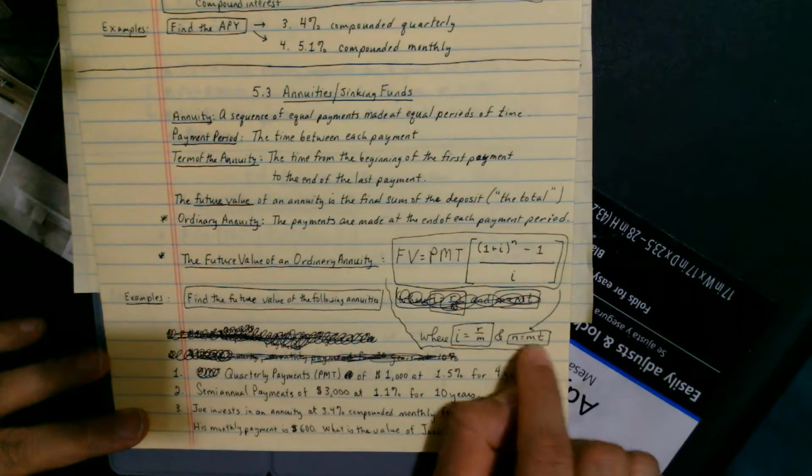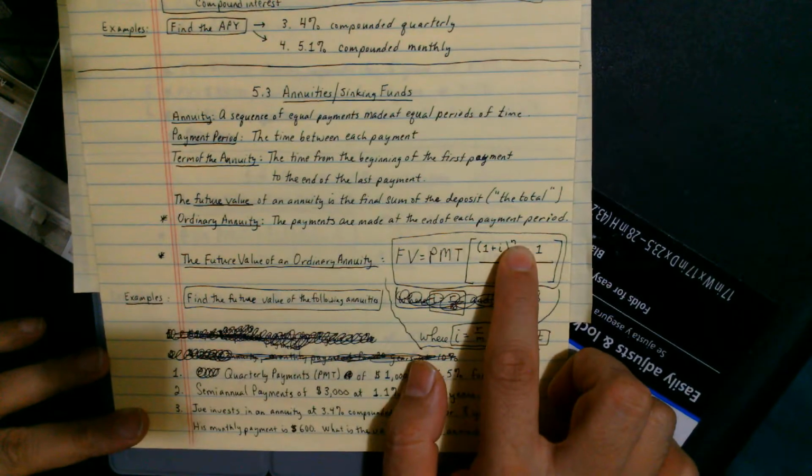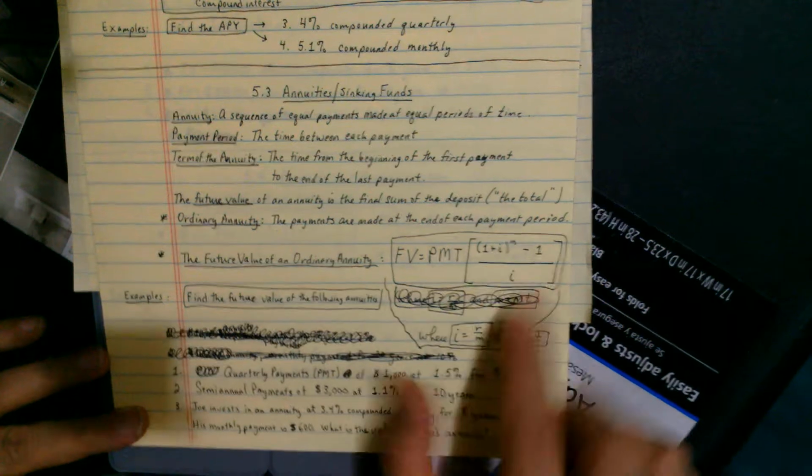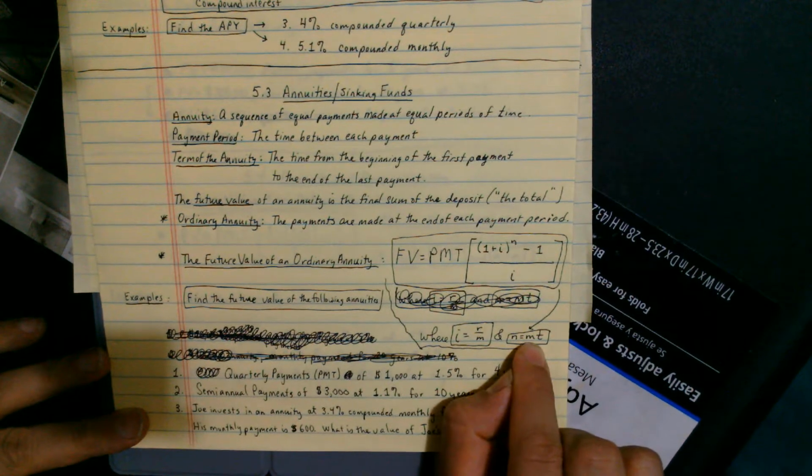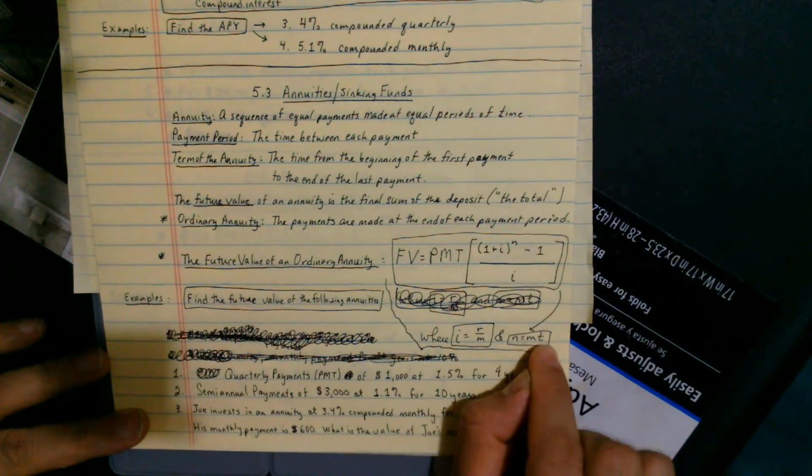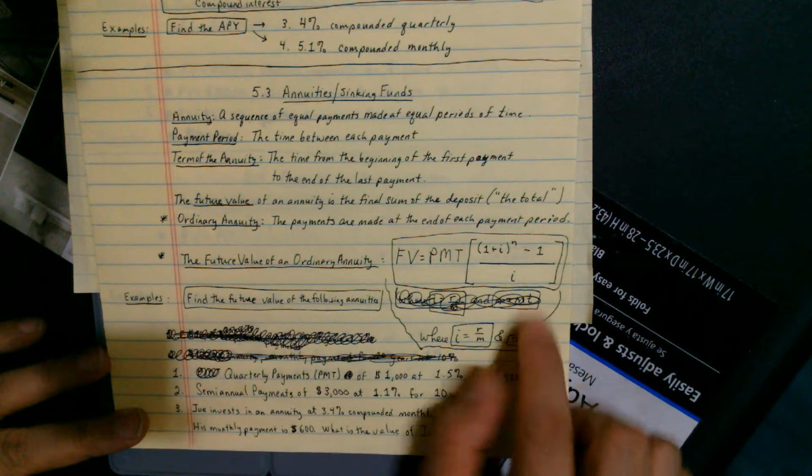N is replaced by M times T. Remember, N is the number of total compoundings over the whole period. M is the number of compoundings every year. T represents how many years. So that's where they get the N from.